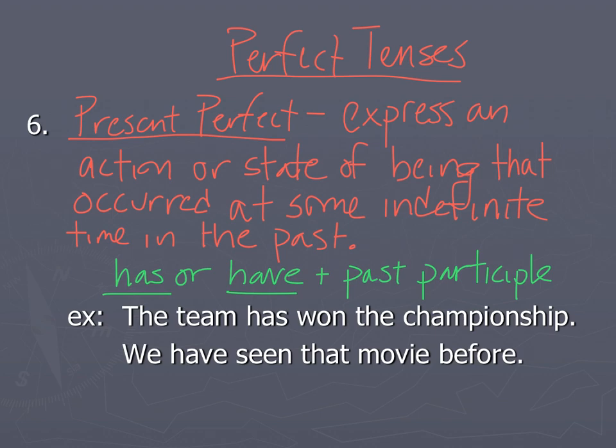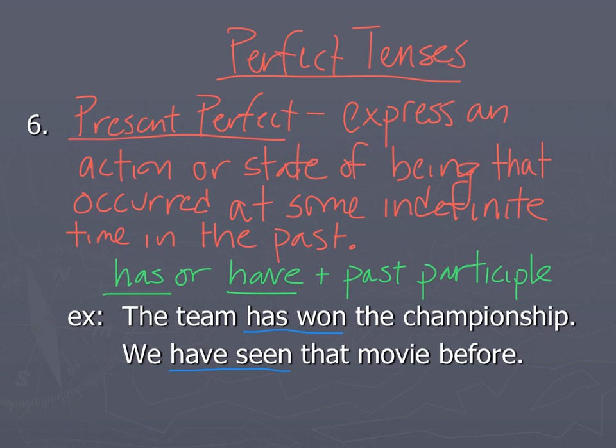Present perfect, two words. So that tells us we're going to have two verbs, and that's any form of has or have plus the past participle. If we take a look at these two given sentences, the team has won the championship. So our present perfect verb is has won. We have a form of have, in this case has, in the present tense, and then the past participle won. And in the second sentence, the verb is have seen. So present perfect, two words, you're always going to have two verbs. Think of it that way.